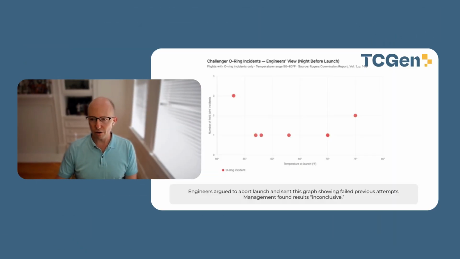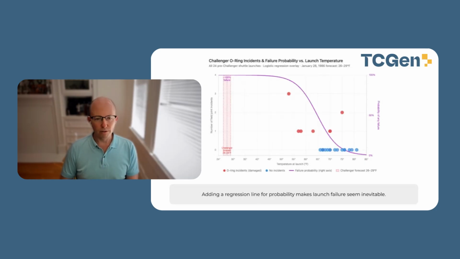They used this chart here that showed the previous 7 incidents where there had been failed attempts at launching the shuttle. And it plotted these 7 things along the axis of temperature on the bottom and the number of incidents that they experienced up at the top. But the management found this inconclusive. What happens if you look at this same visual and add in all of the data around the times when there were successful launches? So now we're zooming out on this same data.